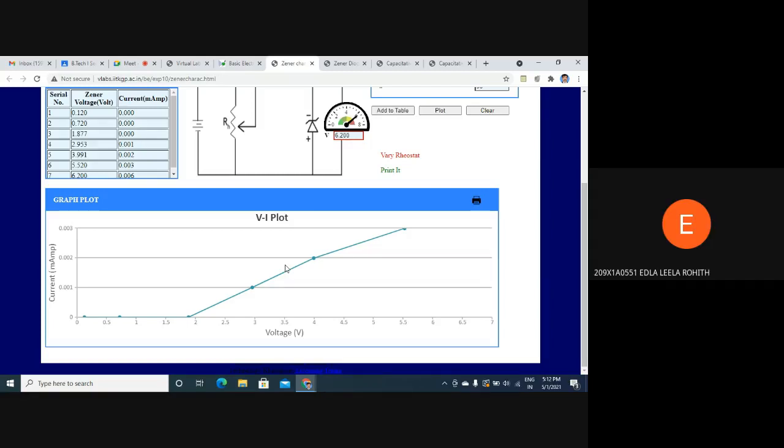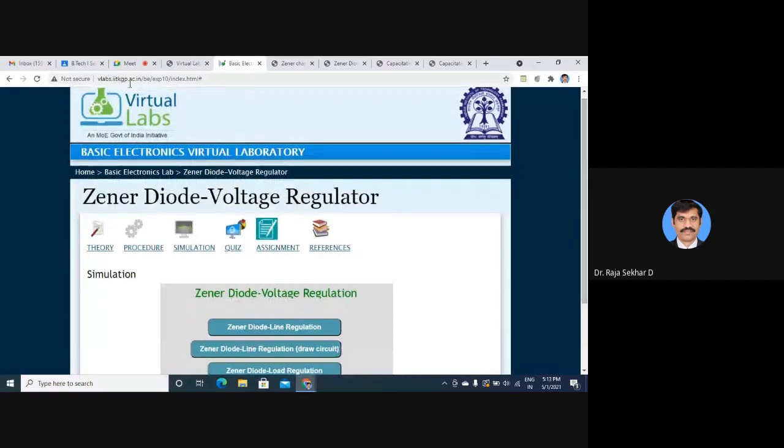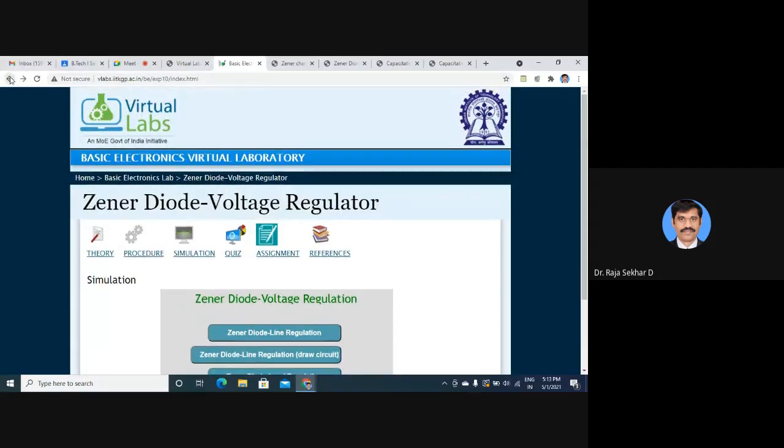Any doubt in this, ma? No, sir. So these are the Zener diode characteristics. Next one.